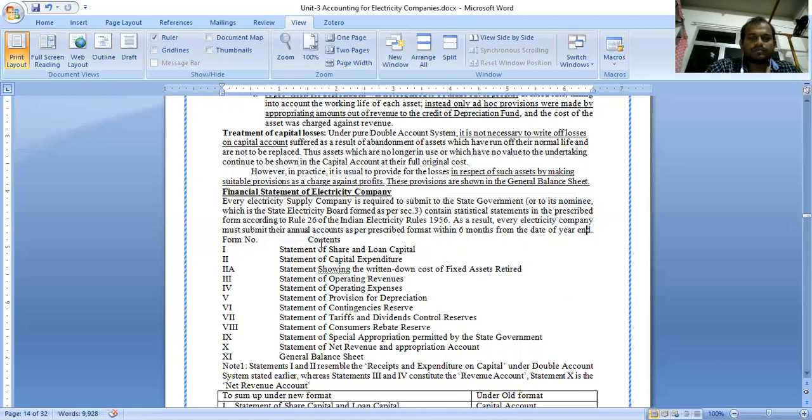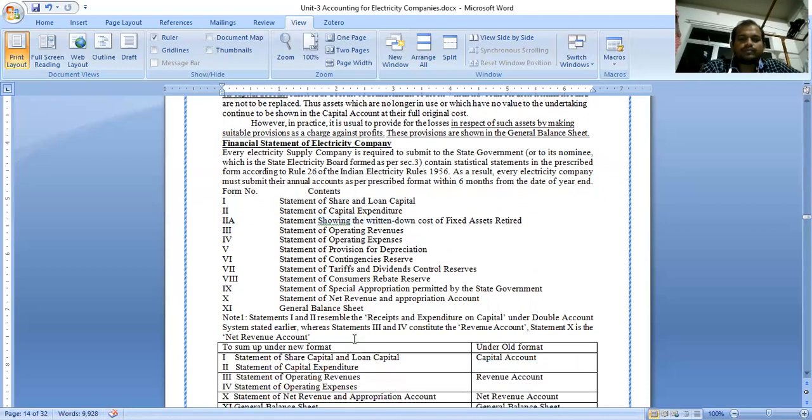If you observe these statements, the statement of shares and loan capital. This is a statement where we have to show only shares and loan capital. Statement of capital expenditure. So how much capital we incurred for the expenditure in the purchase of fixed assets. Long term capital expenditure is nothing but a long term investment. Then the statement showing written off. So each and every particular item is divided into statements.